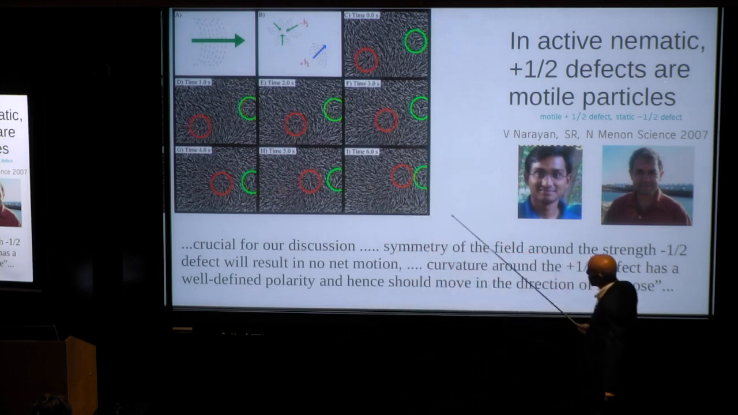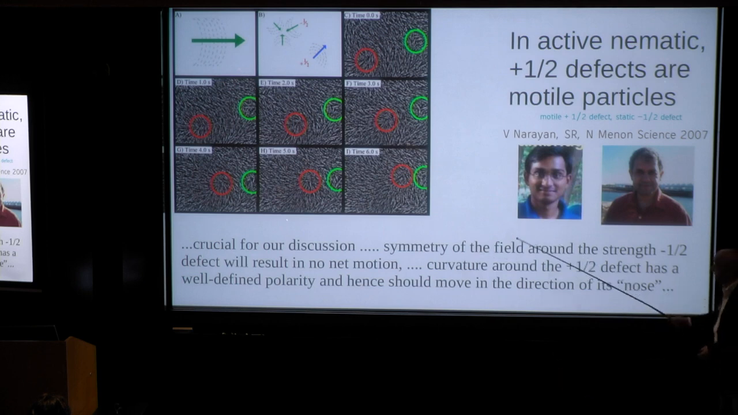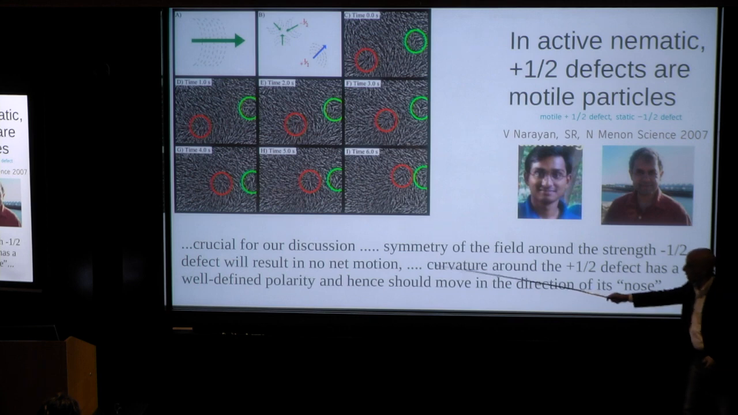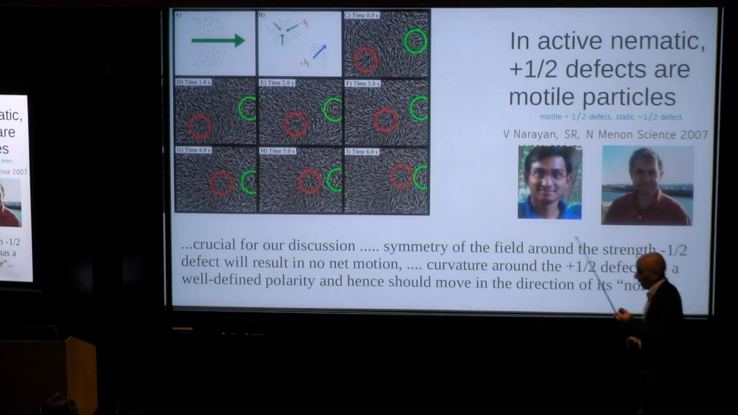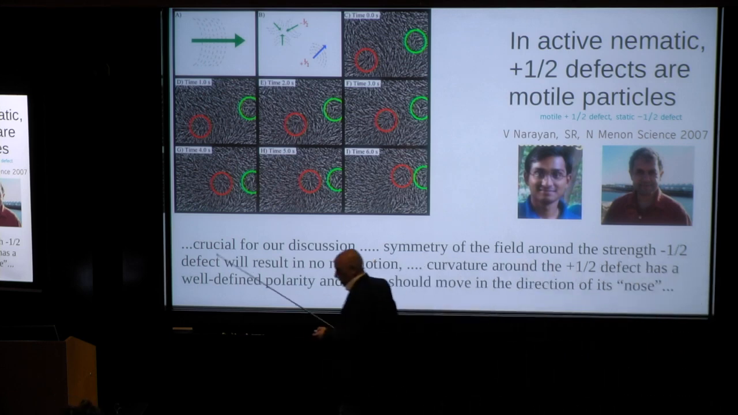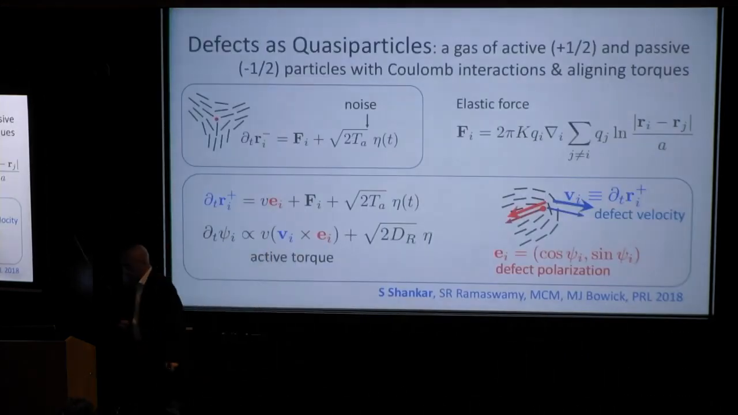So we found this mildly exciting at the time, and we put a learned statement into the supplementary material saying that it's crucial for our discussion that the symmetry of the field around the strength minus half results in no net motion, whereas the curvature around the plus half has a polarity, and so it should move. So this was great fun, and this was the active nematic.